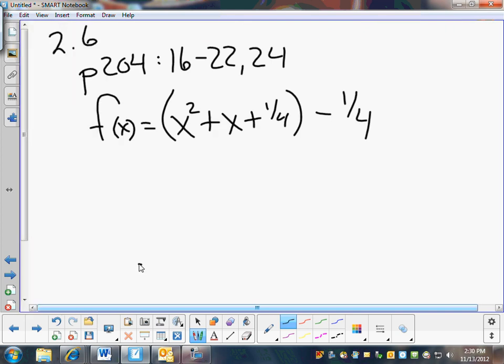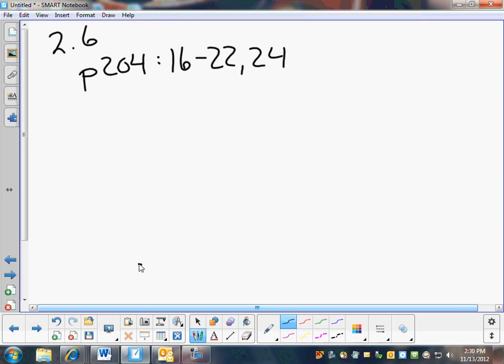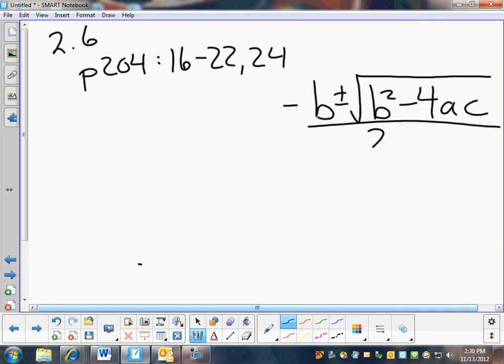Section 2.6, page 204, numbers 16 through 22 and 24. There you go. I sure will. It's on the sheet of notes I gave you yesterday as well. There's the quadratic formula. What's that?